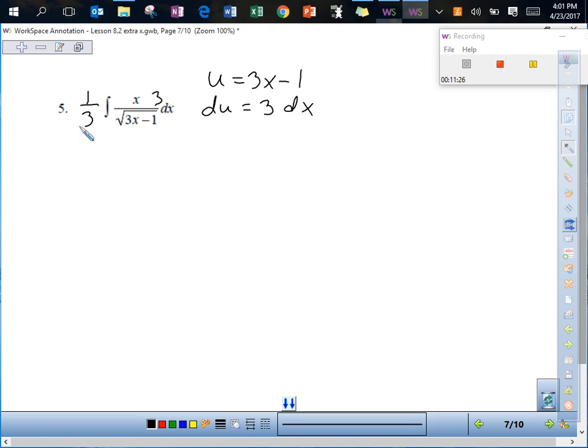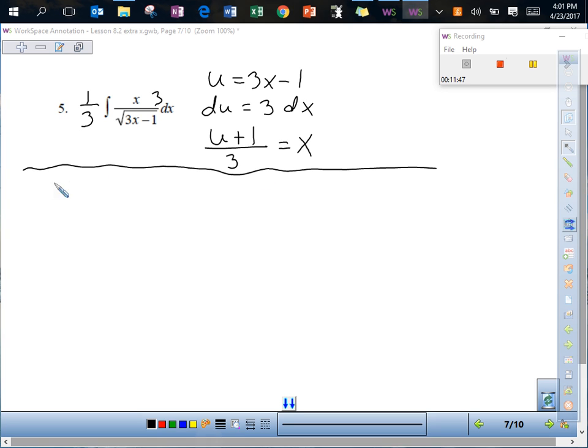Now I also notice I have an extra x in the way, so let's solve this thing for x. So x is going to be u plus 1 over 3. That's going to be my x statement. So now, guys, here goes. Let's sub that in. So I've got 1/3, the antiderivative of x, which happens to be u plus 1 over 3.